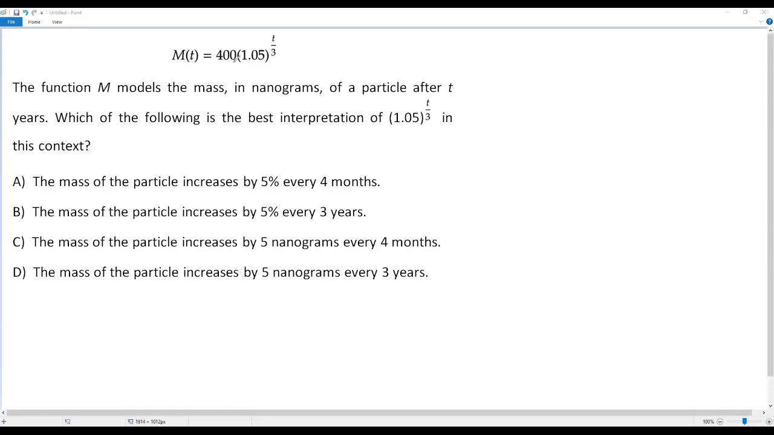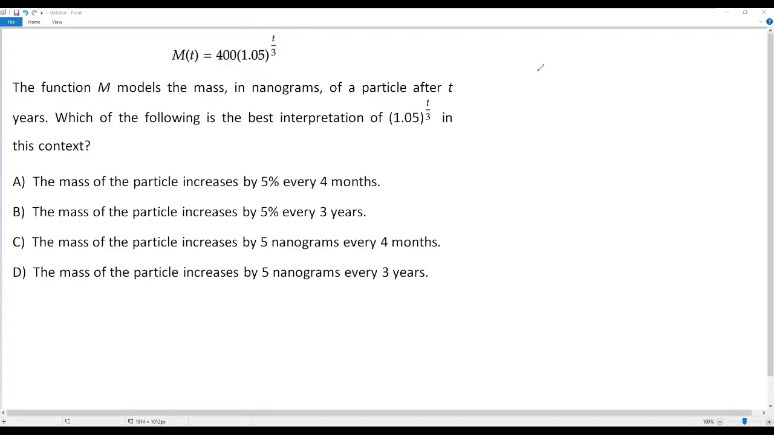m of t equals 400 times 1.05 raised to the power of t over 3. The function m models the mass in nanograms of a particle after t years. Which of the following is the best interpretation of 1.05 raised to the power of t over 3 in this context? Here we have an exponential function.